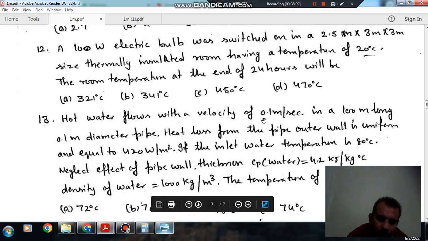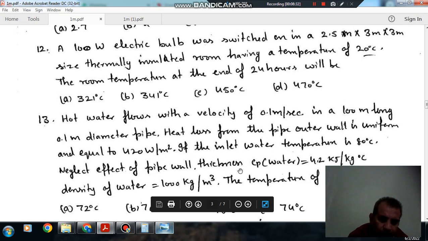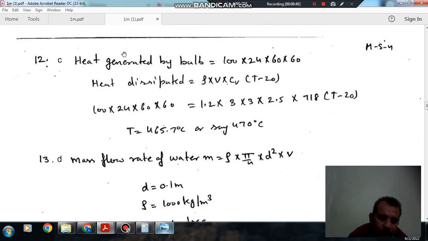Hot water flows with a velocity of 0.1 meter per second in a 100 meter long and 0.1 meter diameter pipe. Heat loss from the pipe outer wall is uniform and equal to 420 watt per meter square. If the inlet water temperature is 20 degrees Celsius, neglect the effect of pipe wall thickness, Cp of water is 4.2 kilojoules per kilogram per degree Celsius, and density of water is 1000 kilogram per meter cube. Temperature of water at exit is option A 72 degrees Celsius, option B 76 degrees Celsius, option C 78 degrees Celsius, and option D 74 degrees Celsius.